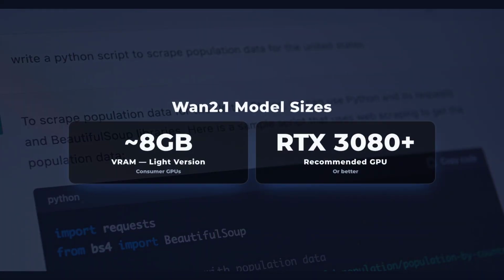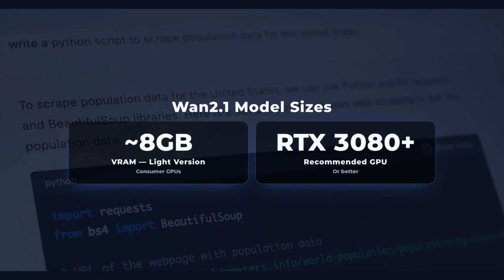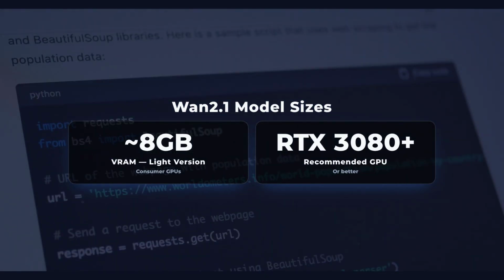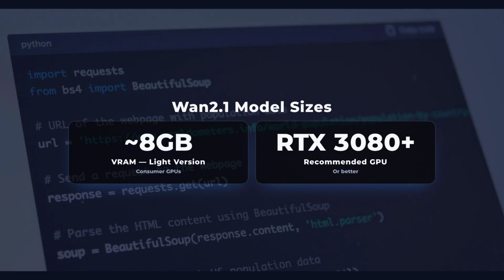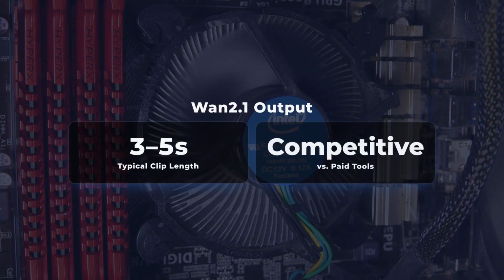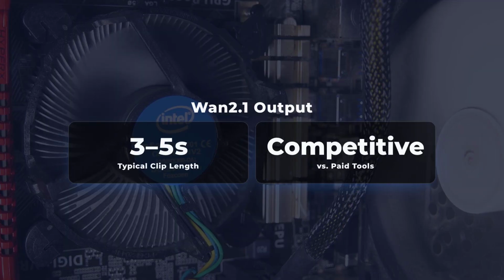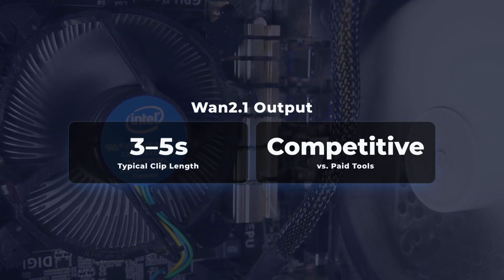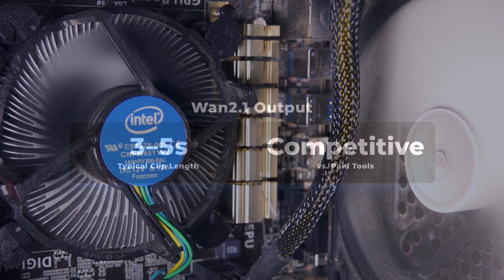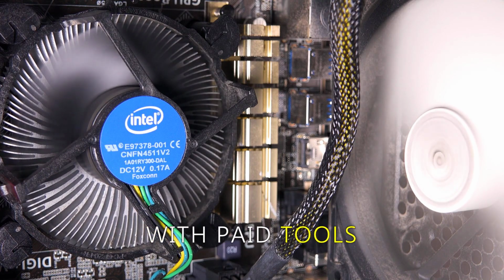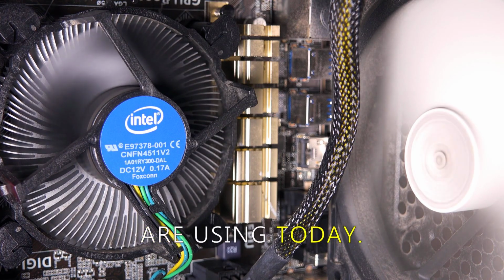The model comes in different sizes. There is a lighter version that can run on consumer-grade GPUs with around 8 GB of VRAM, and there is a more powerful version that requires significantly more compute. For reference, if you have an RTX 3080 or better, you are likely in the range where the lighter version runs smoothly. The outputs are typically short clips, usually around 3 to 5 seconds at this point, but the quality within those seconds is competitive with paid tools that many creators are using today.